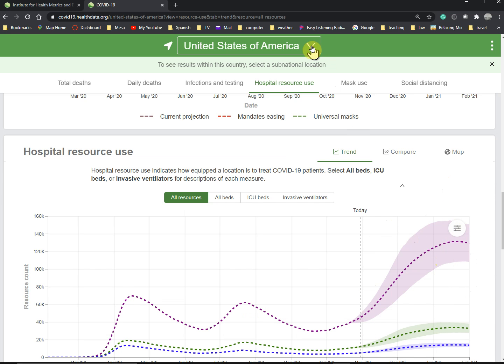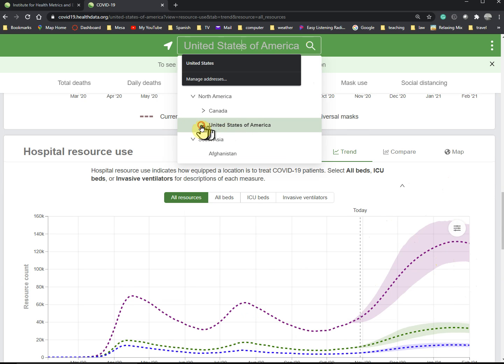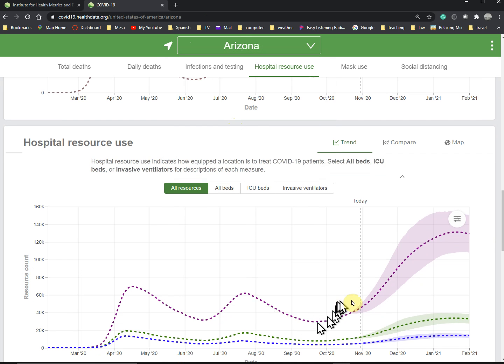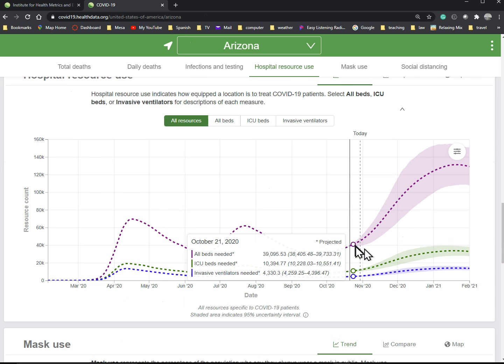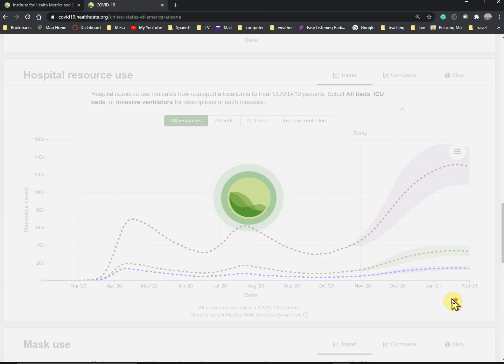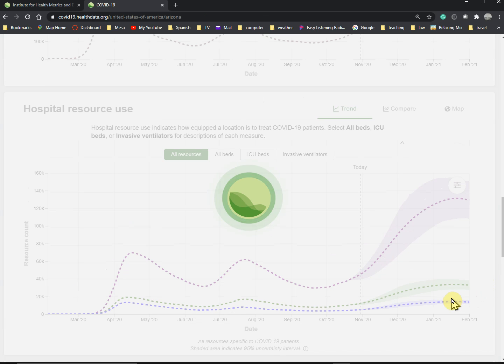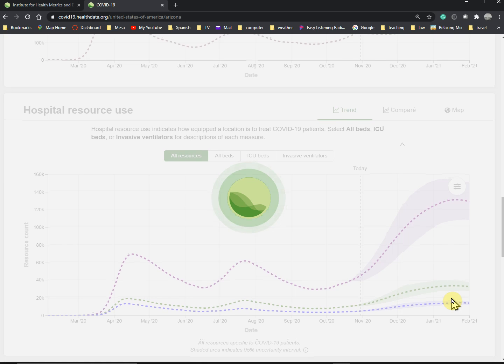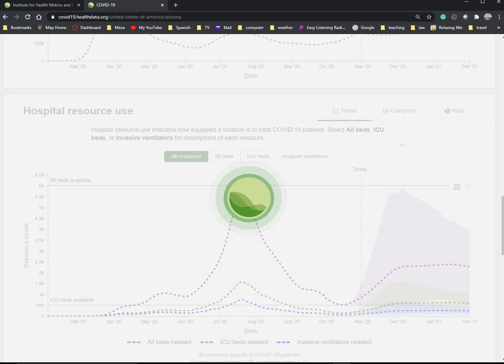Let's take a look at Arizona, where we're at. Of course, these videos were made during the height of the COVID crisis. I like to look at hospital resource use because it tells us if we have enough hospital capacity to treat everybody who comes in who's infected. And of course, it's going to be proportional to the amount in the population. It's also going to be proportional to severity. And the data is taking a little while to load up. I'm going to pause the video for just a second.